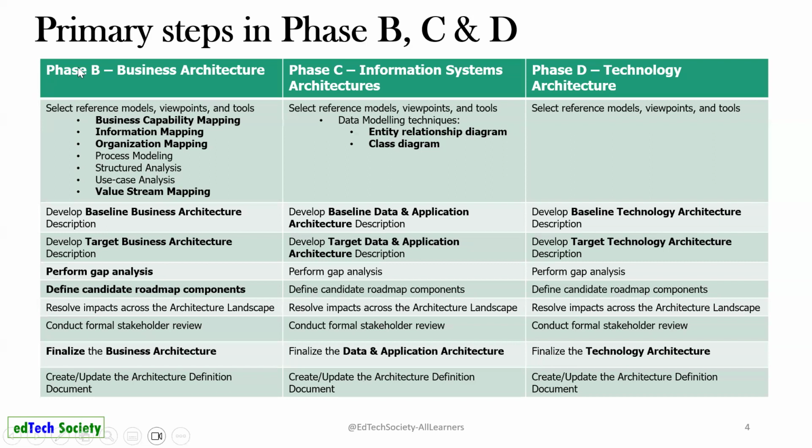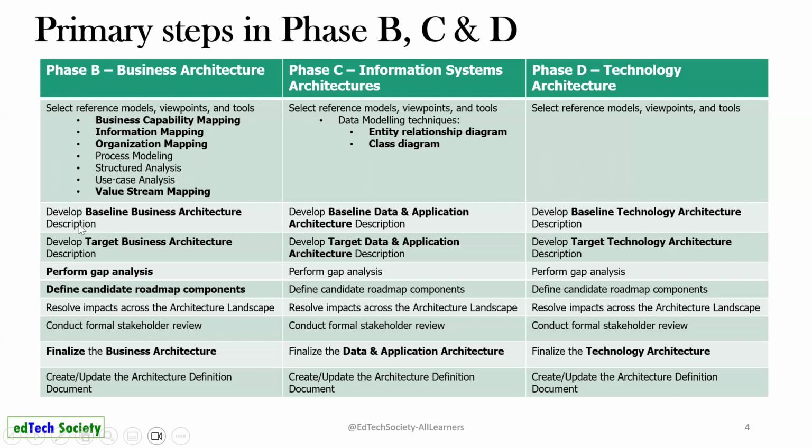So the primary steps from the Phase B business architecture perspective include the reference models, viewpoints, and tools. Then there are some important techniques performed during Phase B business architecture, like business capability modeling, information mapping, organization mapping, process modeling, structured analysis, use case analysis, and value stream mapping. We have highlighted which ones are more important compared to the others.